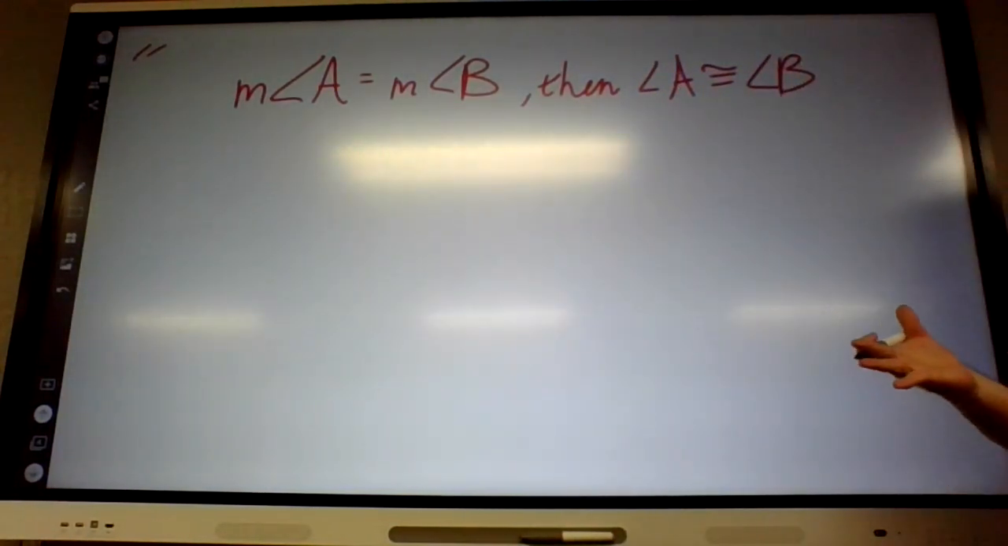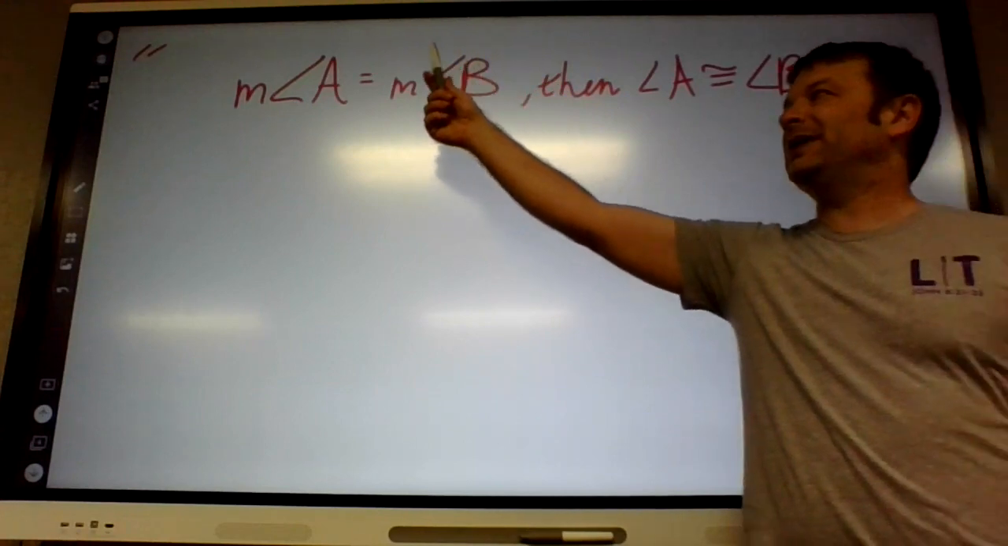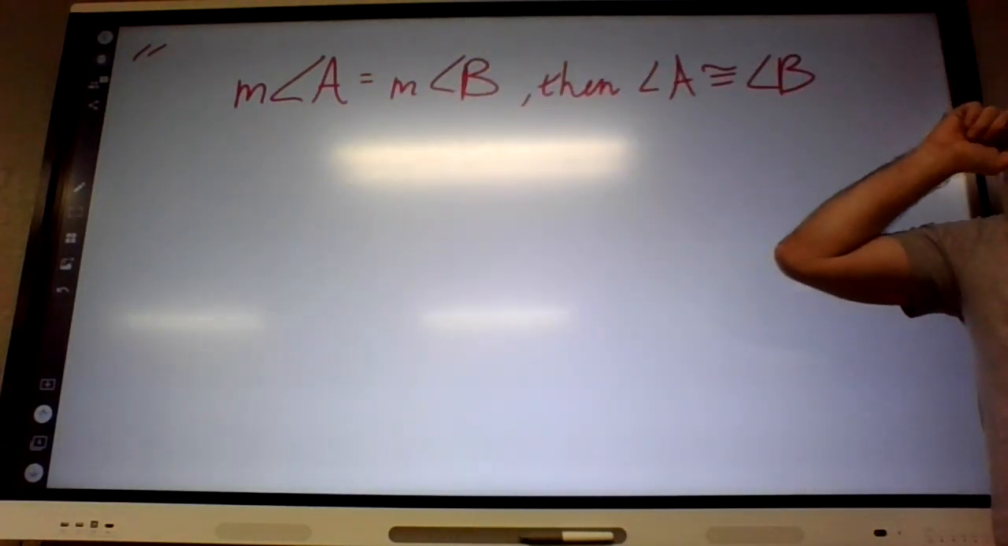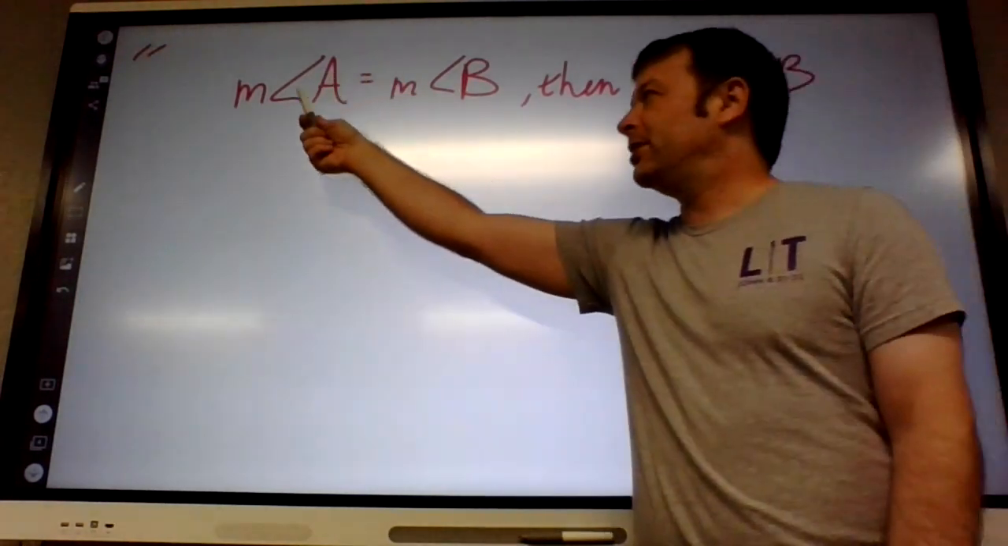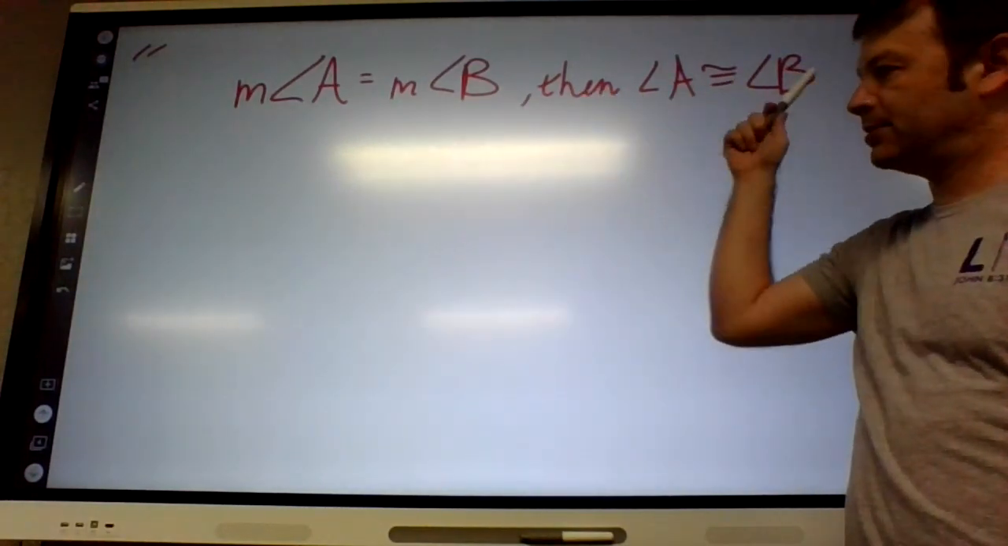You guys remember yesterday we had the definition of congruent segments. If the segments are equal length, then they are congruent segments. This one is if the measures of the angles are equal, then they are congruent angles. This is the definition of congruent angles. These are numbers like 50 degrees or whatever. These are things, angle A and angle B.